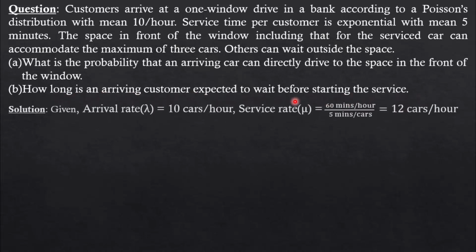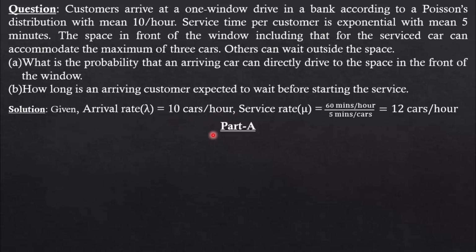Now let us solve this problem. We have been given the arrival rate here, which is 10 cars per hour, and the service time is given as 5 minutes. So 5 minutes for one car, and we will convert it: for 1 hour we have 60 minutes, so 60 minutes per hour divided by 5 minutes per car, and it will come as 12 cars per hour. So here lambda is 10 cars per hour, mu is 12 cars per hour, and we need to make sure that the unit of time in both lambda and mu should be the same.